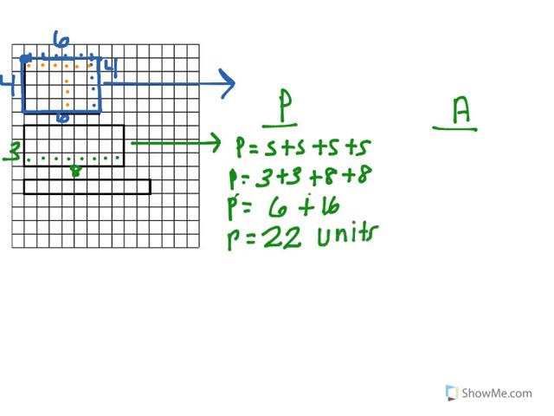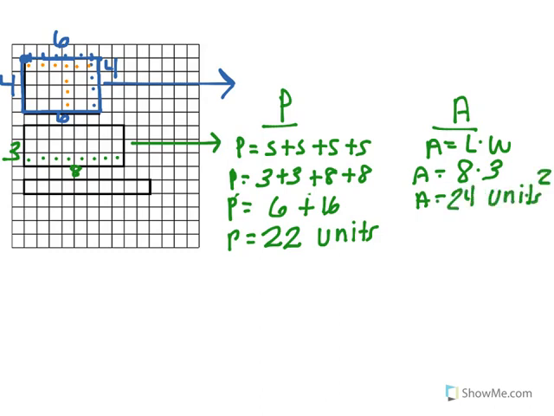With area, again, I can count up. I already know that there's 8 in a row and there's 3 rows, so I'm predicting it's 24. But again, if I use my formula, A equals LW, and I just plug in my length of 8 and my width of 3, I do get 24. And again, because we're looking at how many squares are inside, we're going to call these units squared. So we've used our formula again.